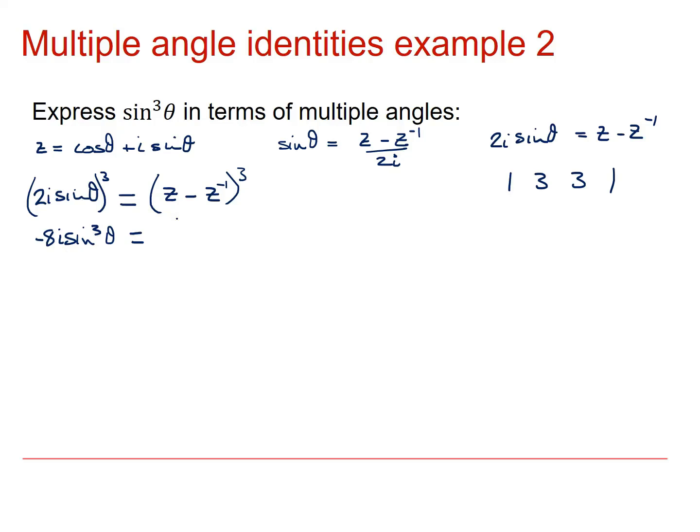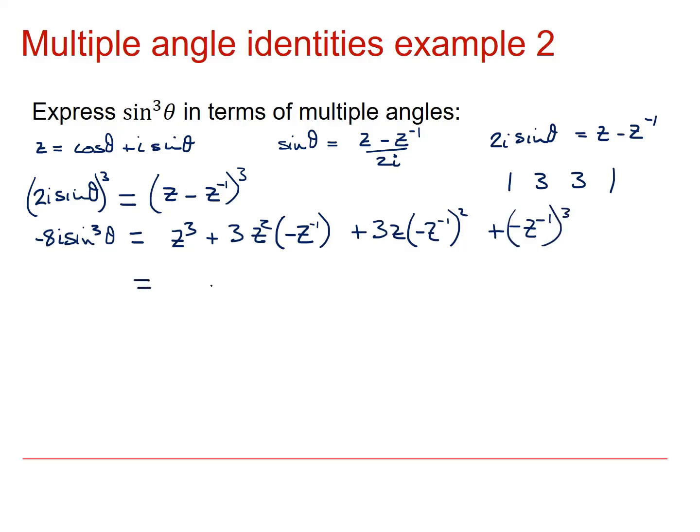So minus 8i sine cubed theta is equal to z cubed plus 3z squared times minus z to the minus 1, plus 3z times minus z to the minus 1 squared, plus minus z to the minus 1 cubed. If we work that on through, then I'm going to get z cubed. I'm going to get minus 3z. And from here I'm going to get plus 3z to the minus 1. And here I'm going to get minus z to the minus 3. And remember, that's still minus 8i sine cubed theta.